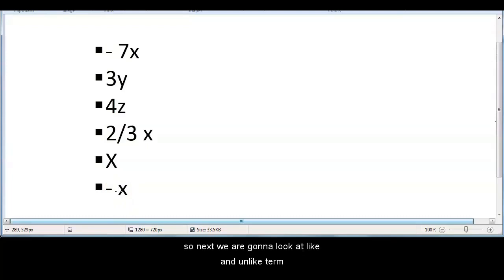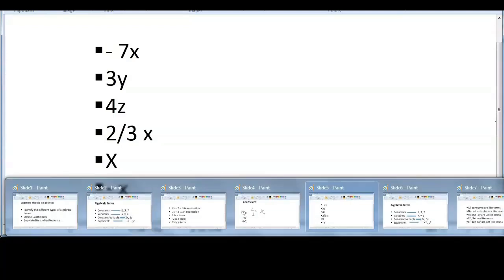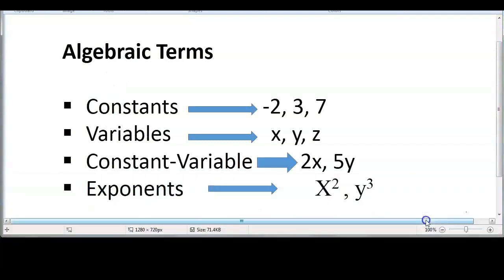So next we are going to look at like and unlike terms. We already know that algebraic terms can be of different categories. We have constants: 2, 3, 7. Variables: x, y, z. Constant-variable combinations, that is, a coefficient and a variable. And then exponents, a variable raised to the power of a number.